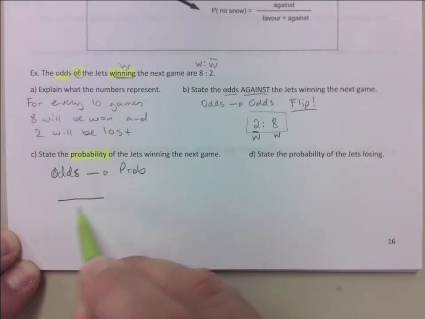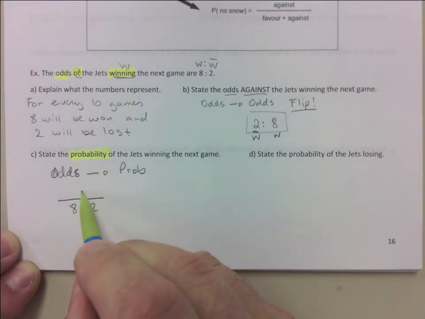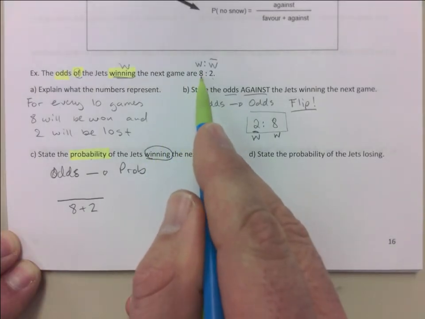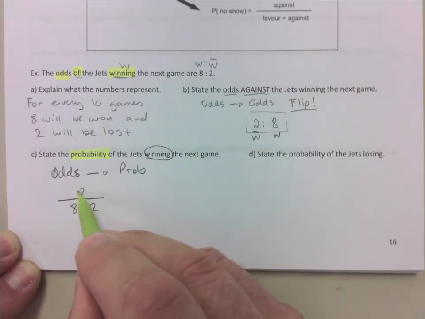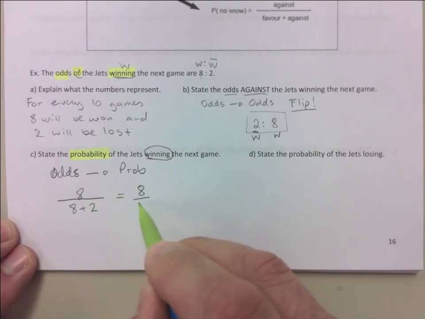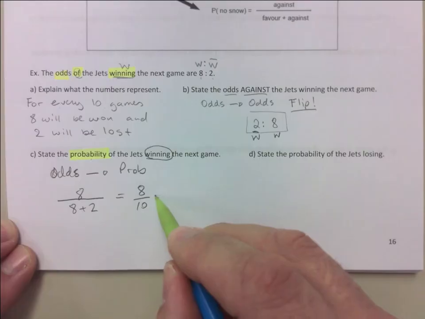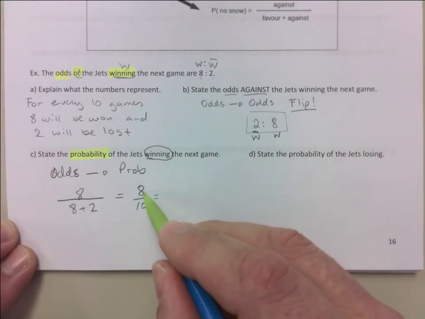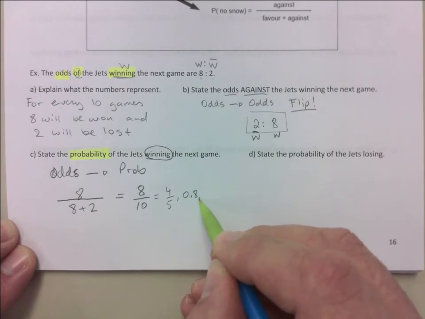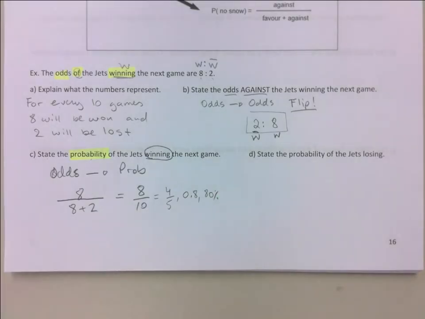What will go in the denominator? 8 plus 2 or 10. You can go straight to 10. You don't have to show me the 8 plus 2. And what will go on top? It says probability of winning, right? So we want the 8 to be on top because we're interested in how many times we're winning. 8 out of 10, which, if you reduce that, 2 goes into both of them, right? 4 over 5, which is 0.8, which is 80%. There's an 80% chance of the Jets winning the next game.